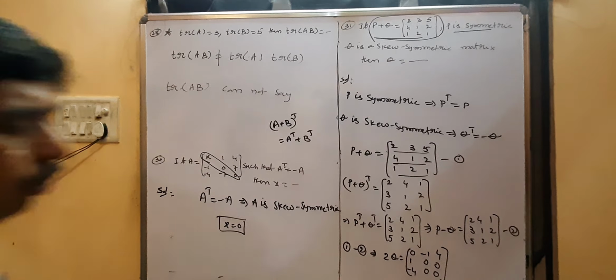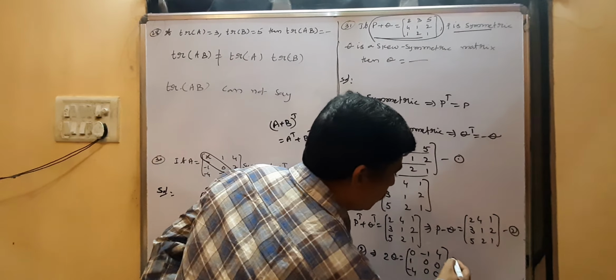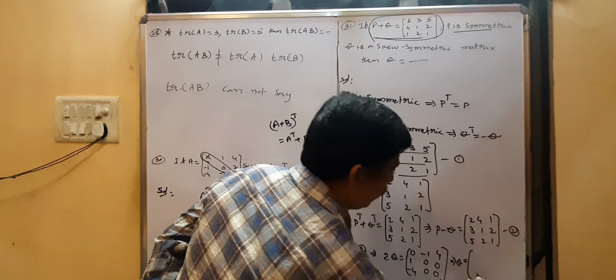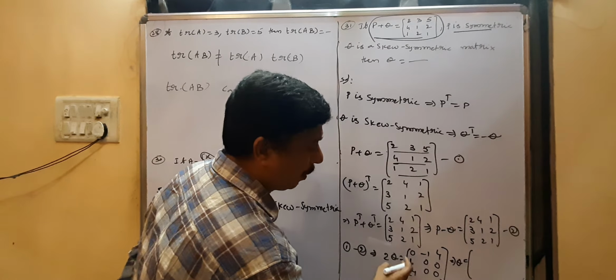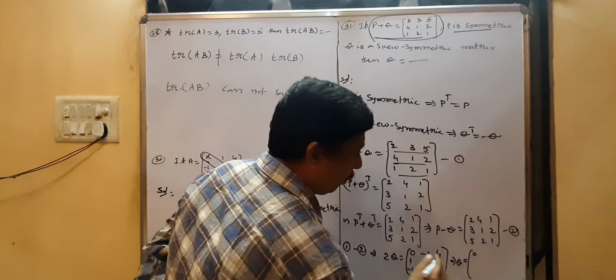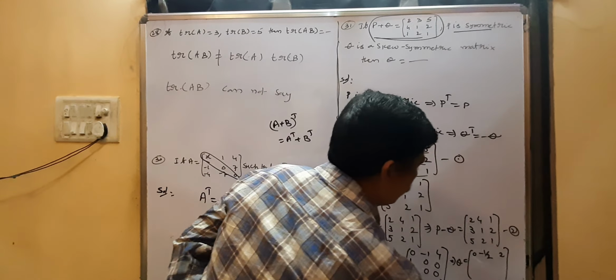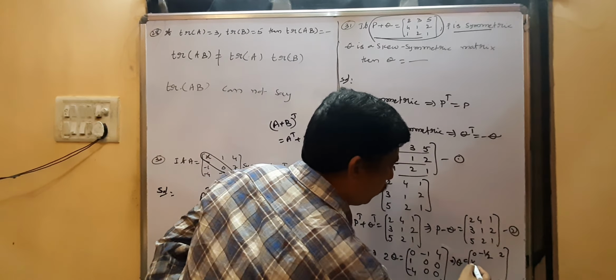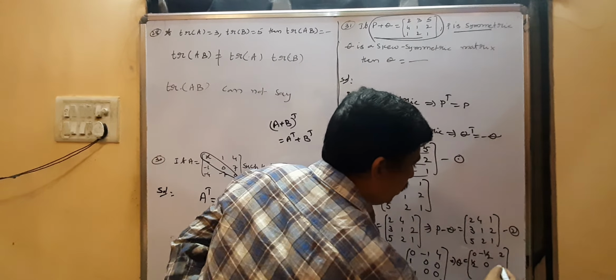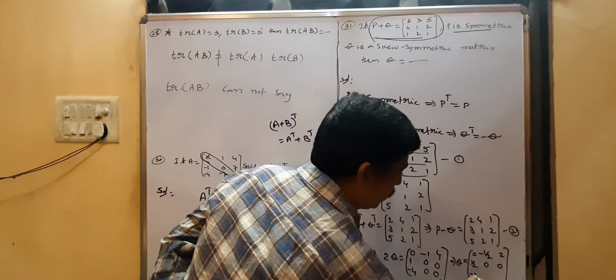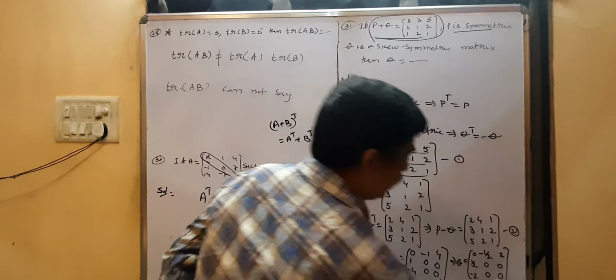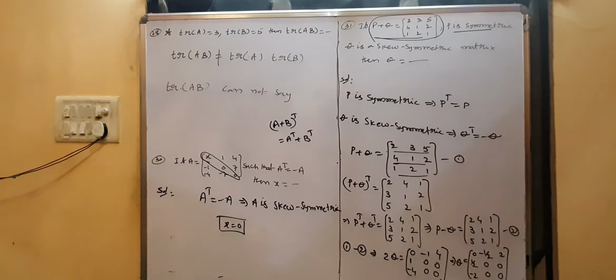Then Q equals, the 2 goes to the denominator: 0 by 2 is 0, minus 1 by 2, 4 by 2 is 2. 1 by 2, 0, 0. Minus 4 by 2 is minus 2, 0, 0. That is the answer, the Q matrix.